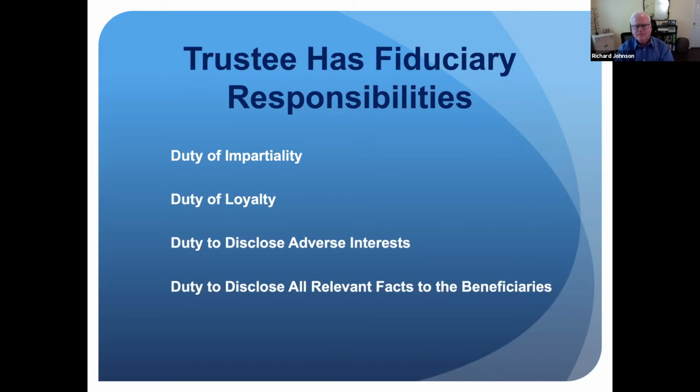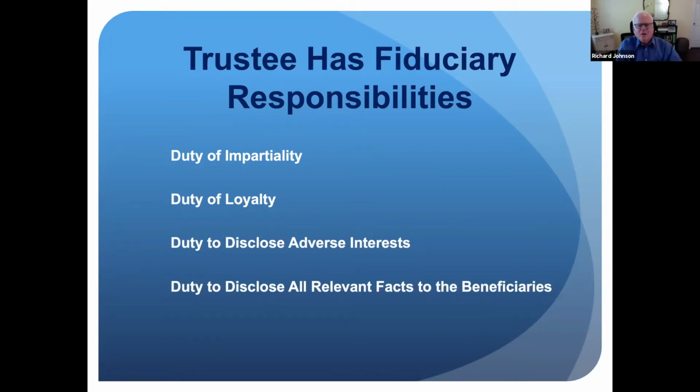You have to have a duty of loyalty. You can't do things that are against the interest of the trust maker. You have to disclose adverse interests as well. You have to disclose all relevant facts. You can't hold things back.